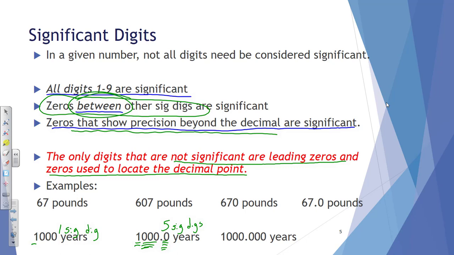What about 1,000.000? That 1 is significant. These 3 zeros are significant. They're showing careful precision. And then because of a sigdig sandwich here, these other zeros are also significant. We must have 7 sigdigs.